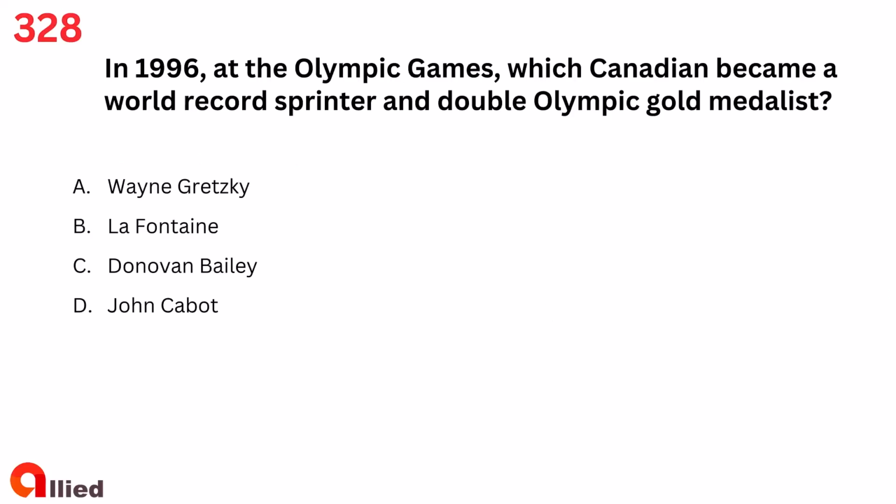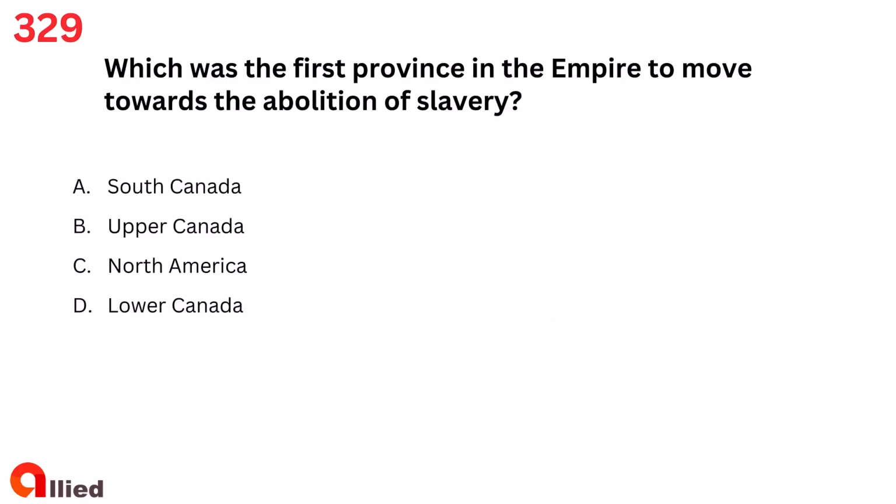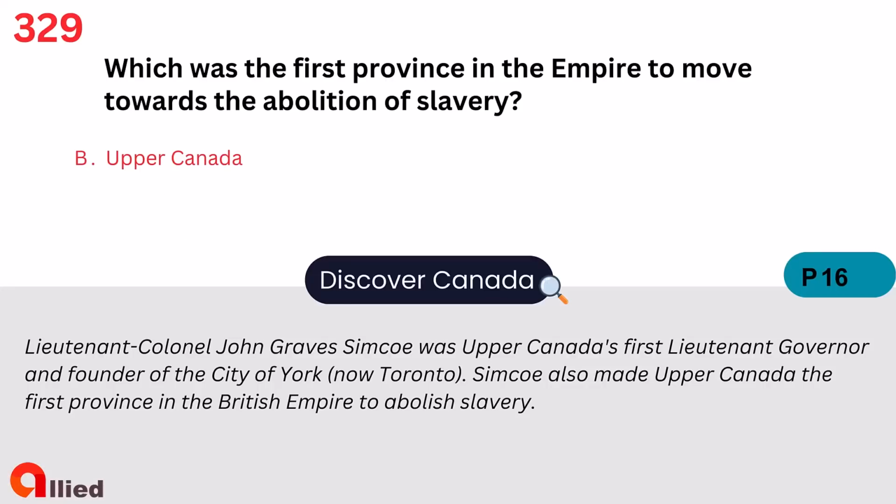Question 328. In 1996, at the Olympic Games, which Canadian became a world record sprinter and double Olympic gold medalist? A. Wayne Gretzky. B. La Fontaine. C. Donovan Bailey. D. John Cabot. The answer is C. Donovan Bailey. Question 329. Which was the first province in the Empire to move towards the abolition of slavery? A. South Canada. B. Upper Canada. C. North America. D. Lower Canada. The answer is B. Upper Canada.